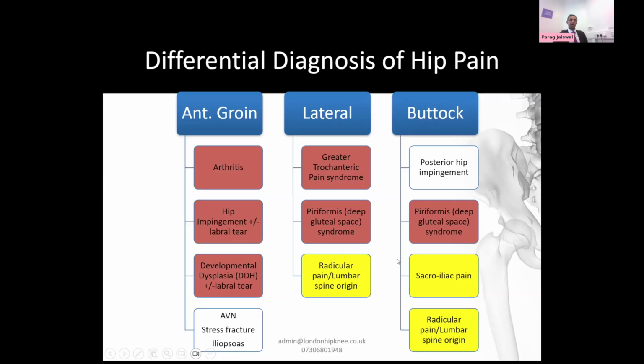And the yellow ones are extra-articular causes of pain perceived to be in the hip. So you can have radicular pain, or radiation from a lumbar spine issue. Pain in the buttock can be typically in the sacroiliac region, as well as from the lumbar region. Posterior impingement signs are quite rare, and I won't go into that too much. But the younger age group is these three areas which I see a lot of.